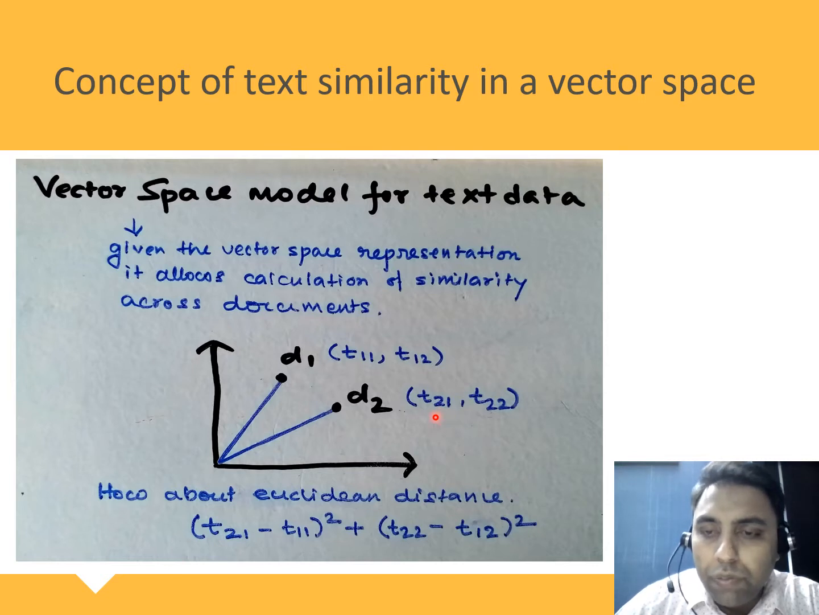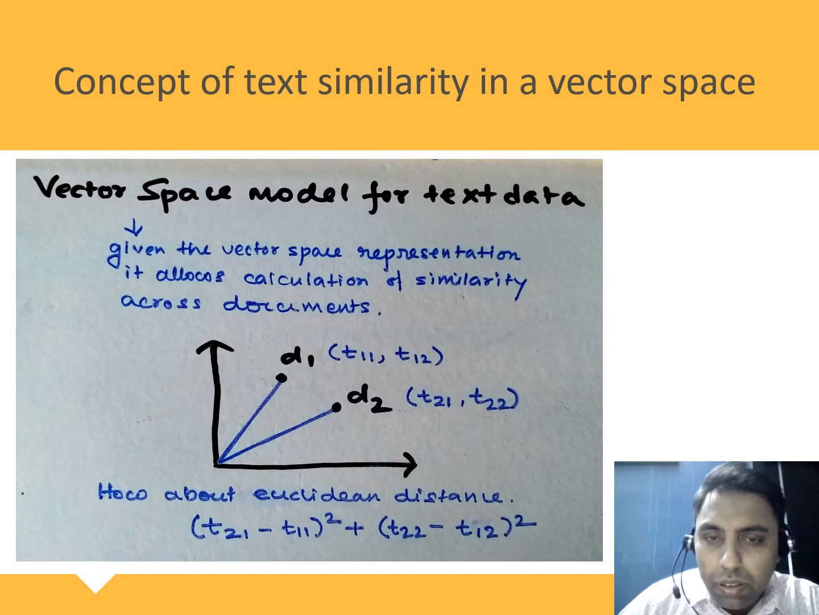So if T21 was the frequency of a particular term in D2, I will just make it twice. So 2 times T21. So what will happen if I do that? Let me quickly try and draw and explain what will happen if I do that.